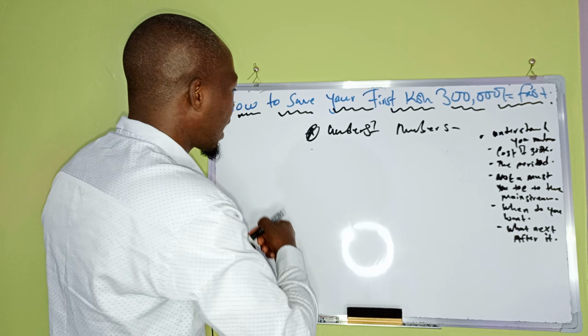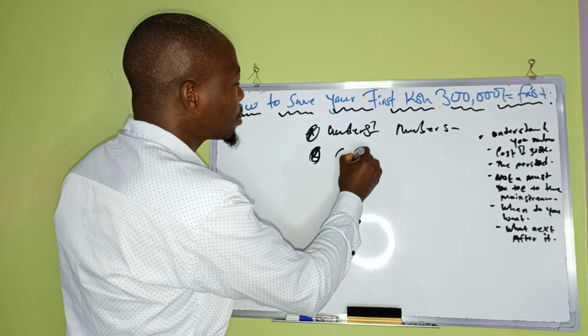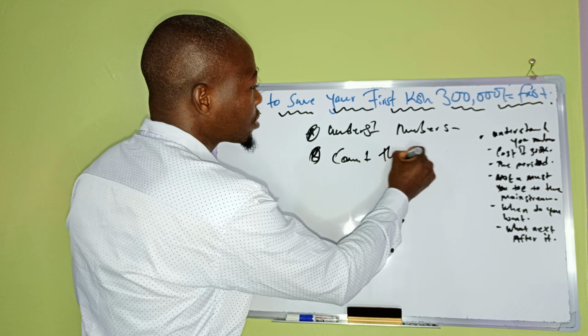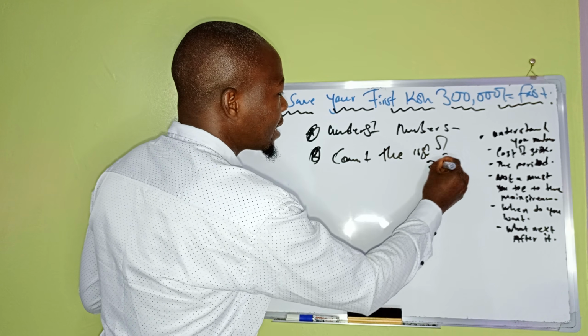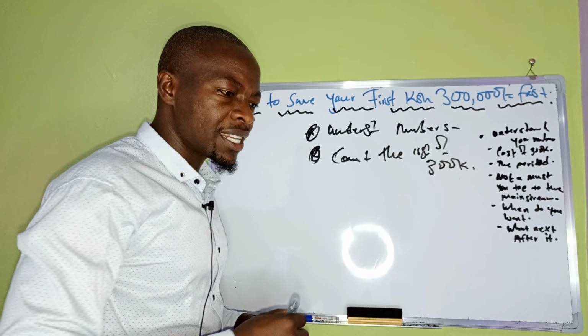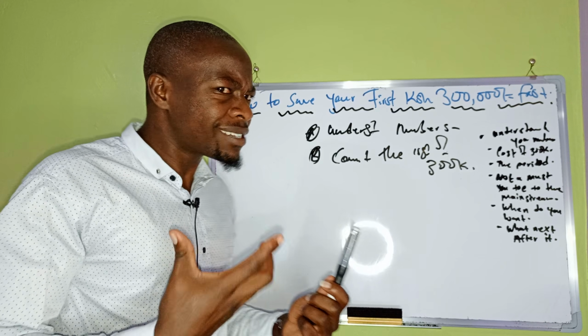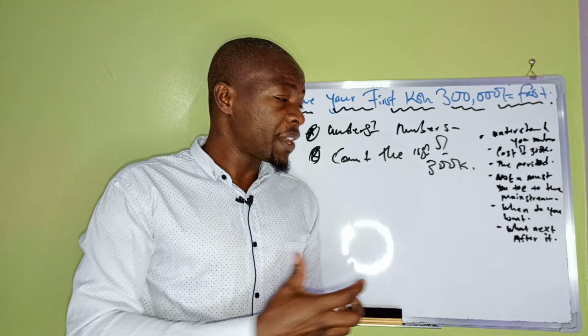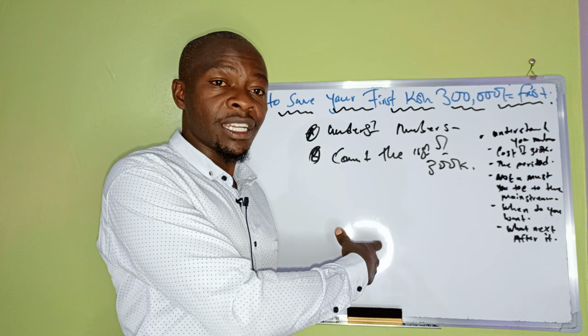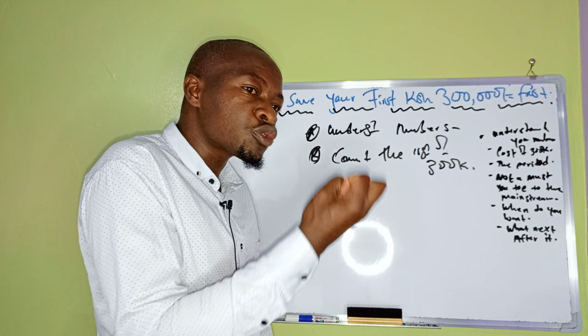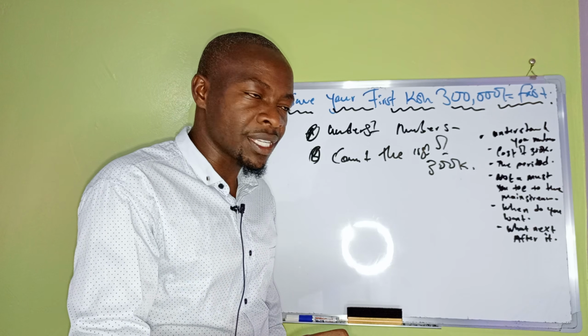What does it mean to count the cost of 300K? Remember, I'm going to use that case scenario of 15K. That's what you save each and every month. So what is the cost of 300,000? What does it mean?